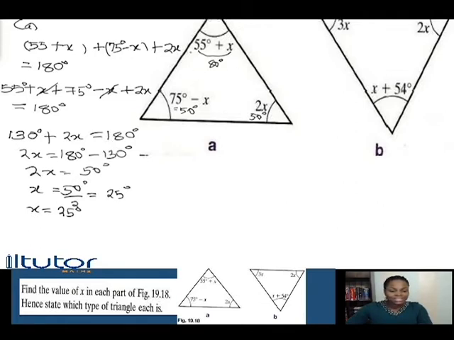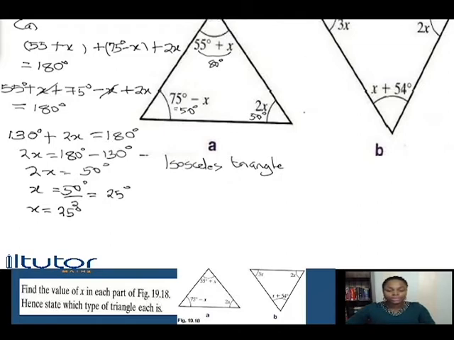It's an isosceles triangle. An isosceles triangle is a triangle whose base angles are equal. So this angle is 50 degrees and this angle is 50 degrees. So that implies that this triangle is an isosceles triangle. We can just write it under it. Reason: because the base angles are equal. It has two angles that are equal.